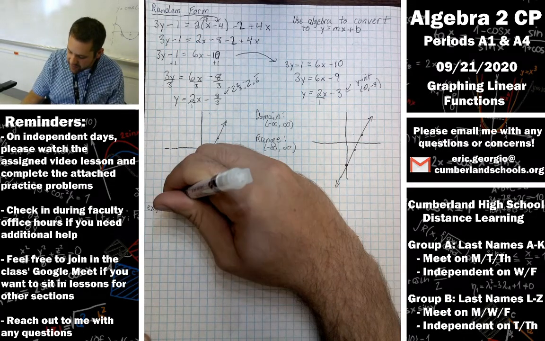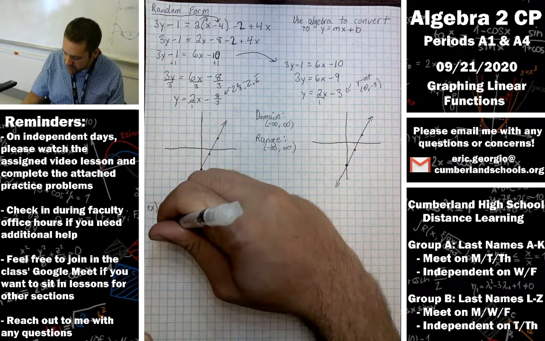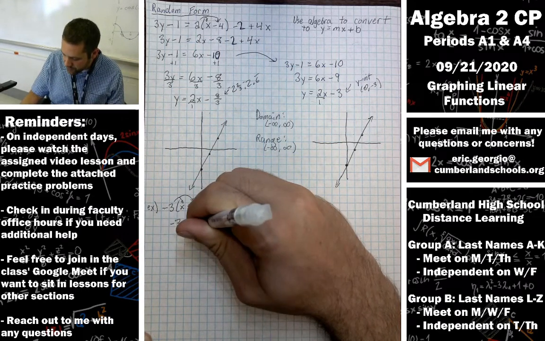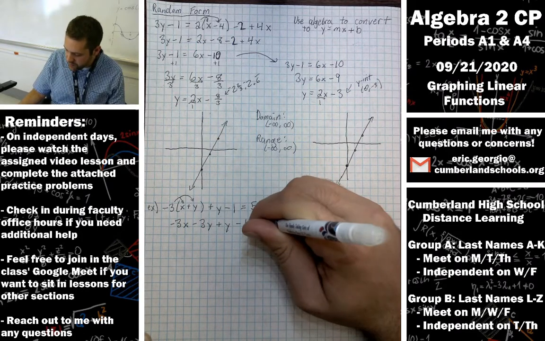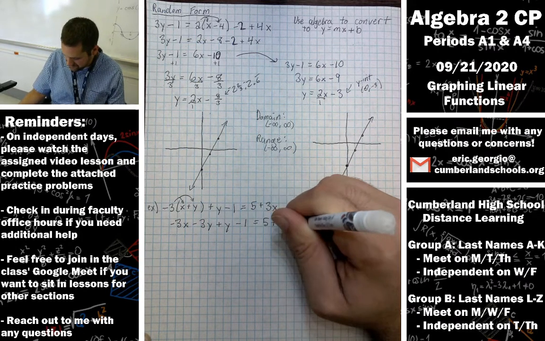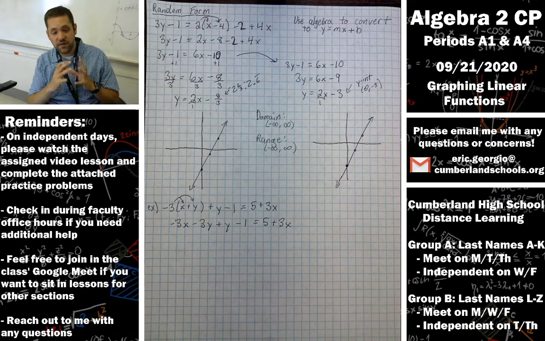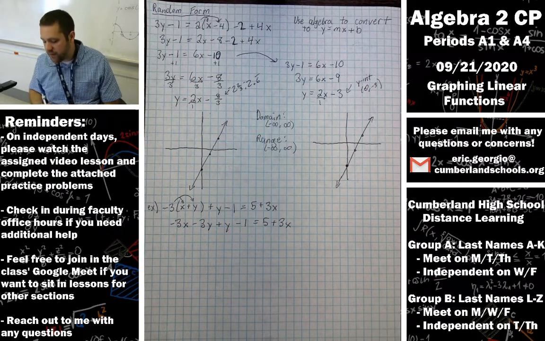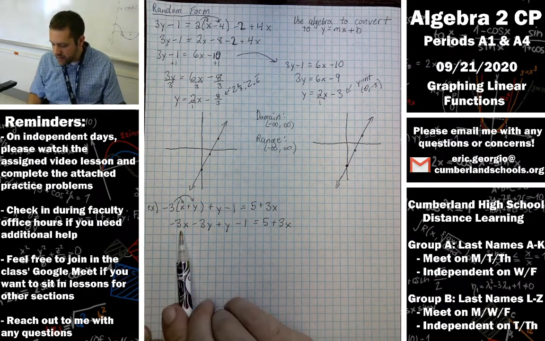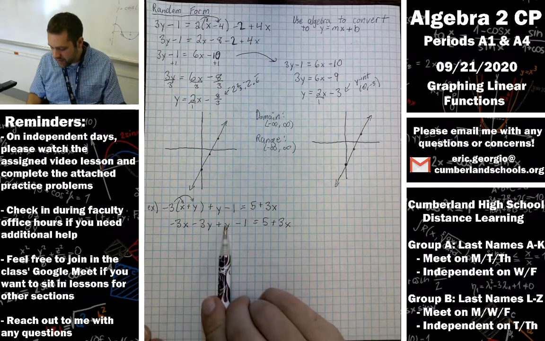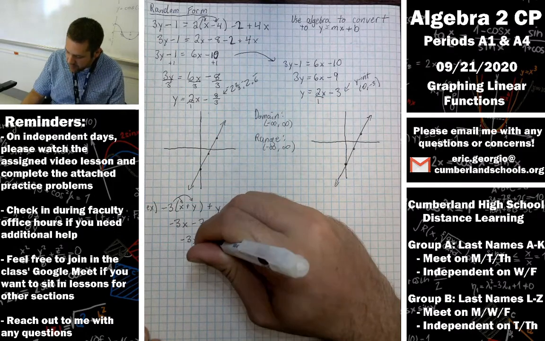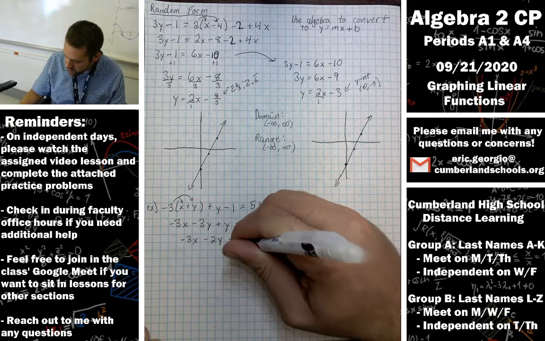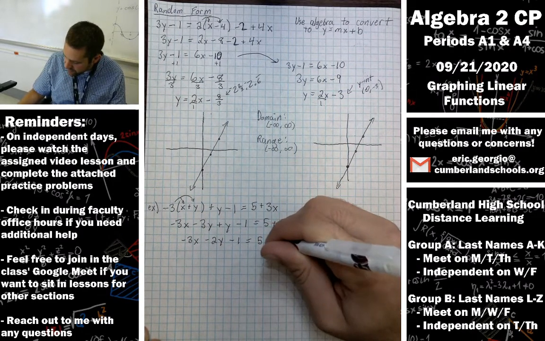So I'm going to take this negative 3 and distribute it, giving me negative 3x minus 3y plus y minus 1 is equal to 5 plus 3x. We can combine all those like terms on the left-hand side of the equation. That gives me, right here, negative 3y plus y is negative 2y. So that's negative 3x minus 2y minus 1 is equal to 5 plus 3x.